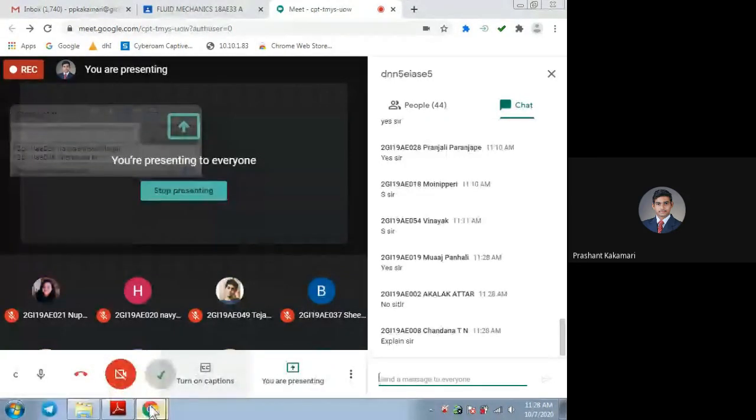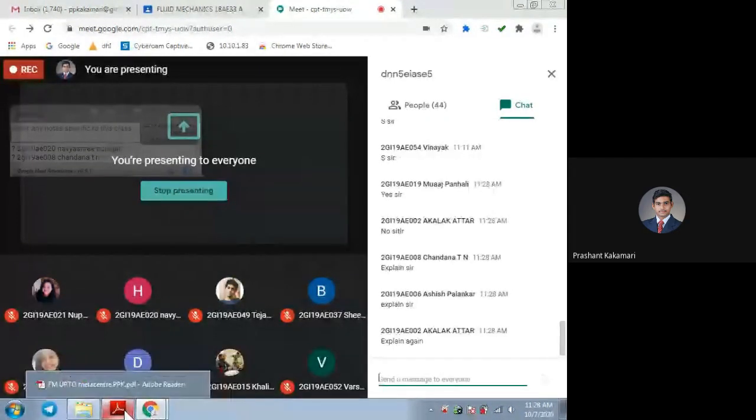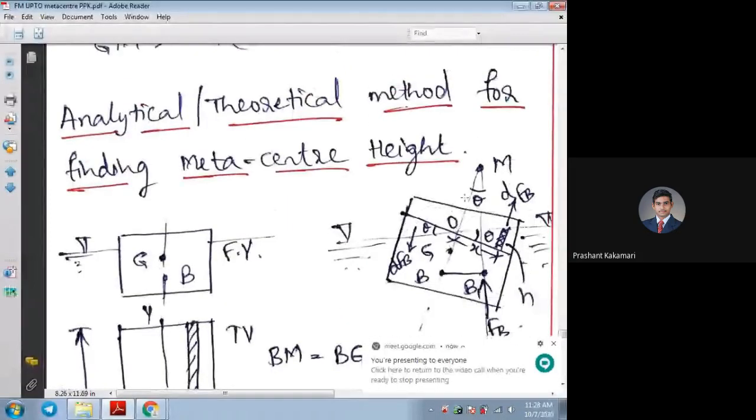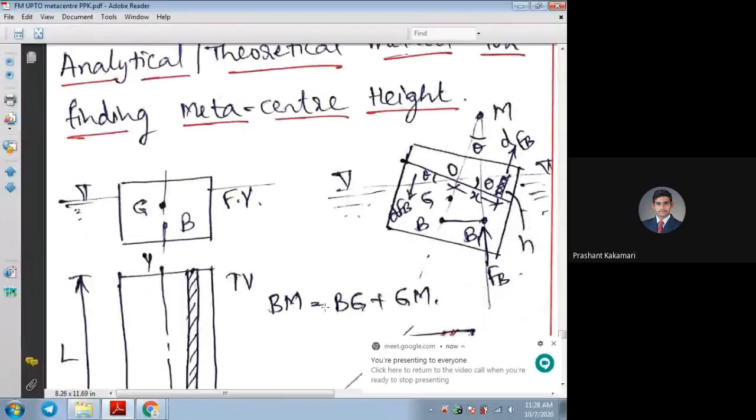Okay. So once again we'll see the derivation. To find the metacentric height GM, see here, this GM we need to find out, the metacentric height. And generally we know the equation BG plus GM. Okay, that is one part.